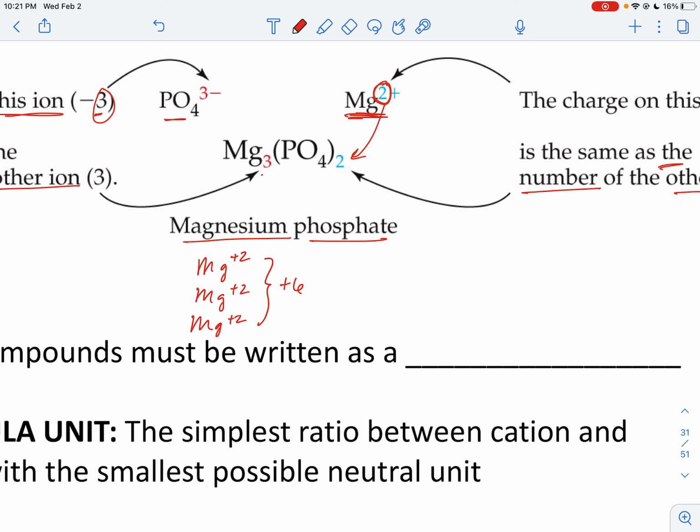Now let's look at phosphate. If we had 2 phosphates in our formula, let me just write those out. Looking at the charge, how much negative charge is that from all of our anions here? That's -6. -3 and -3 makes -6. So overall, we've got +6 from our cations, and we've got a sum total of -6 from our anions, and that adds up to 0, right?